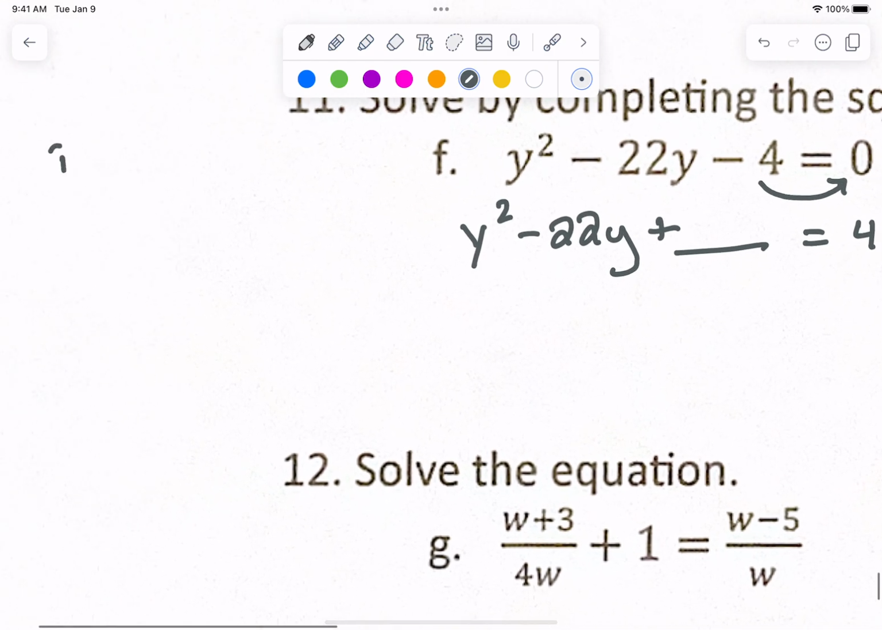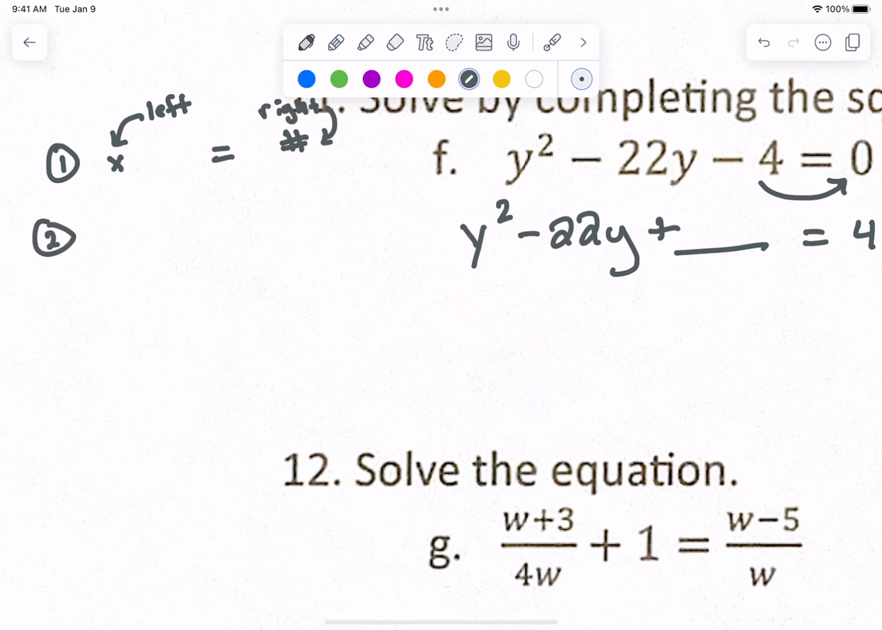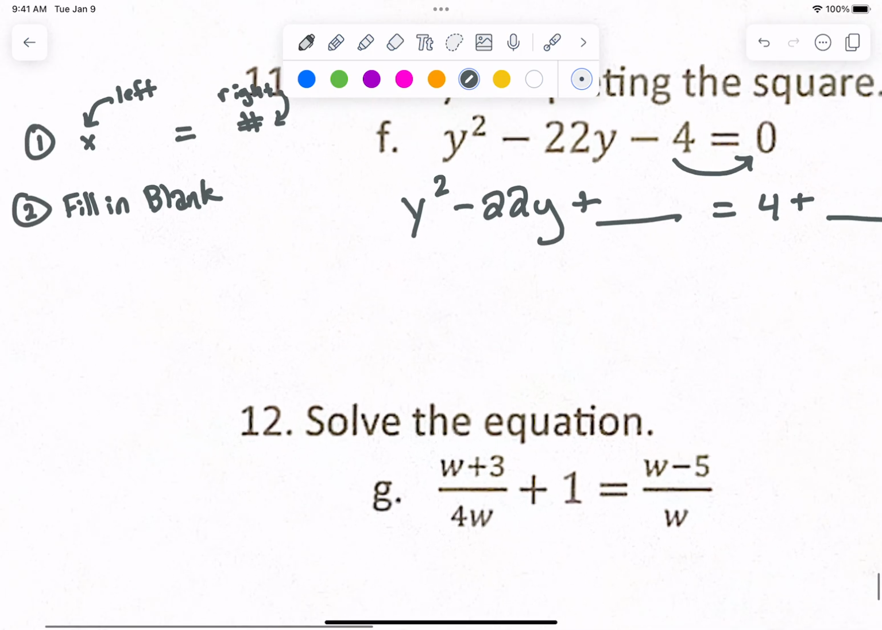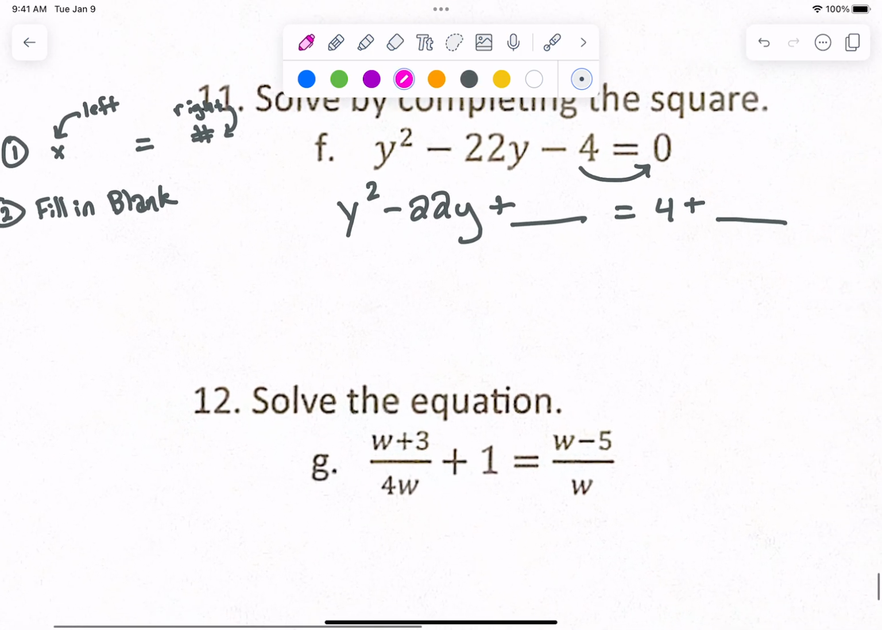So step 1. We did this a long time ago. There's 4 steps, right? The variable is on the left, the number on the right. That's step number 1. Fill in the blank for step number 2. We have to figure out what the blank is, okay?